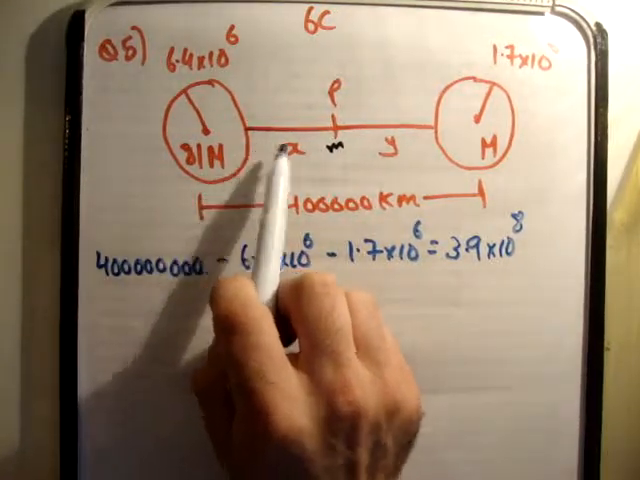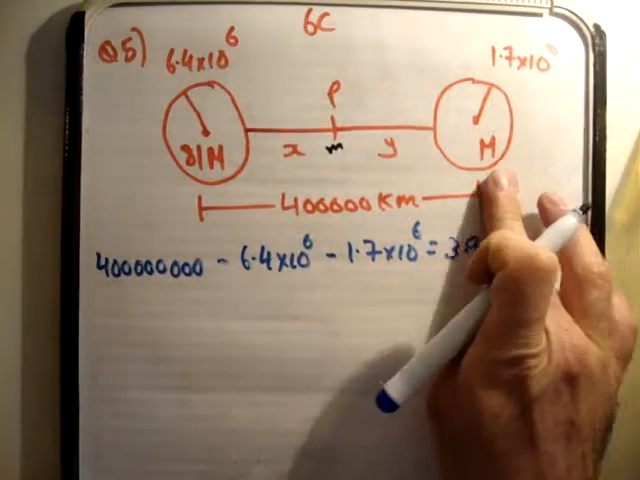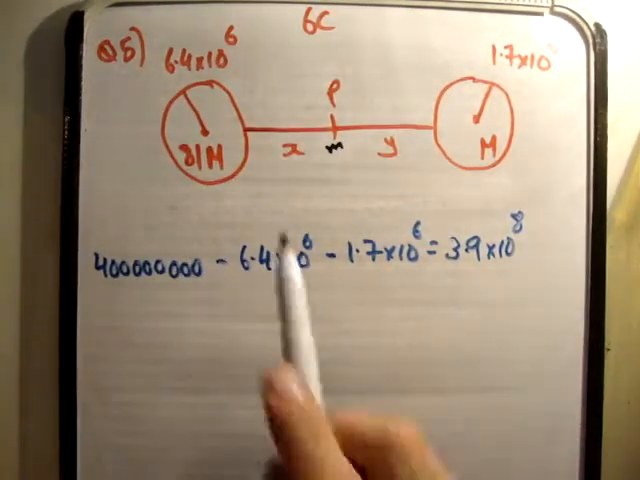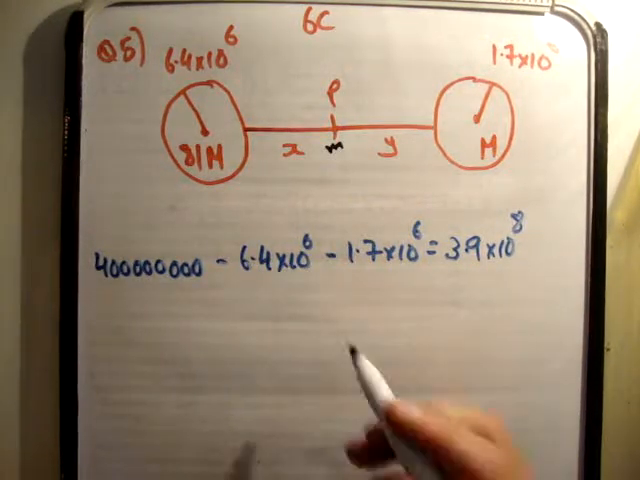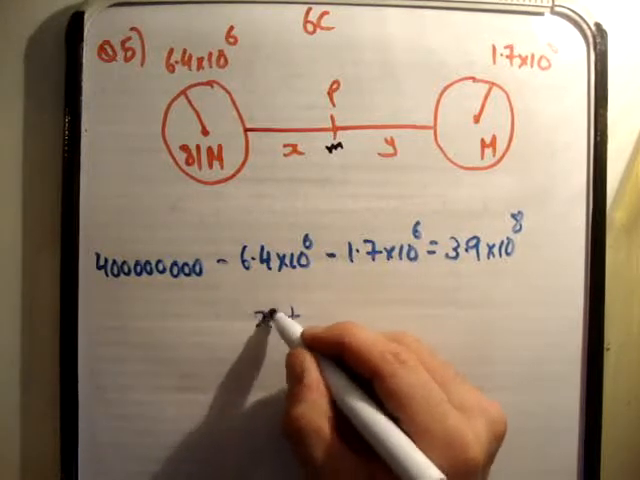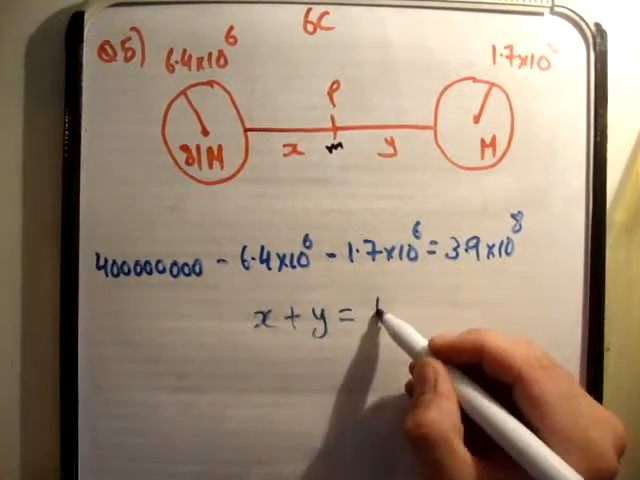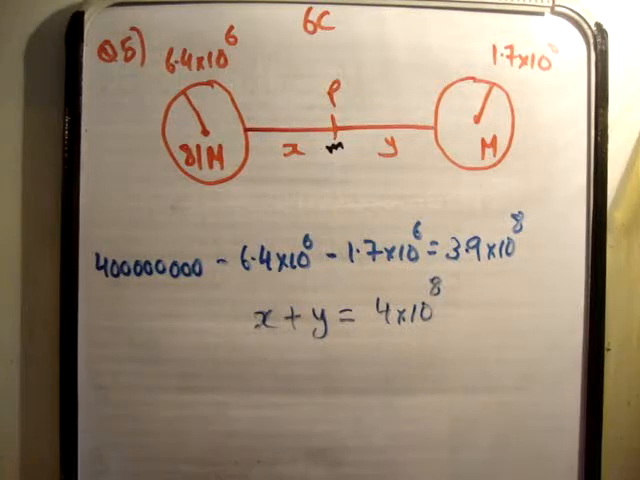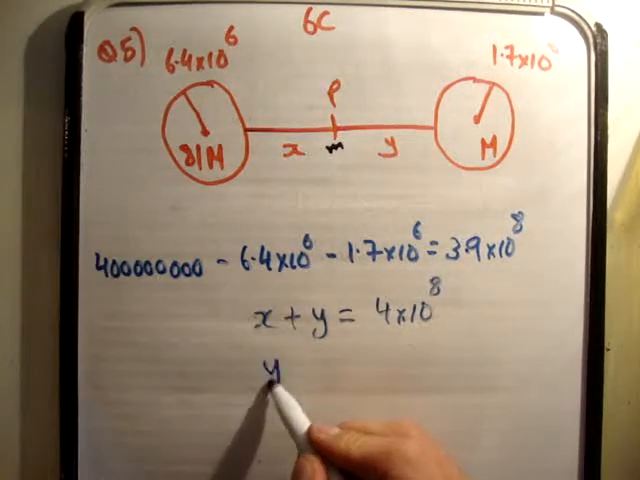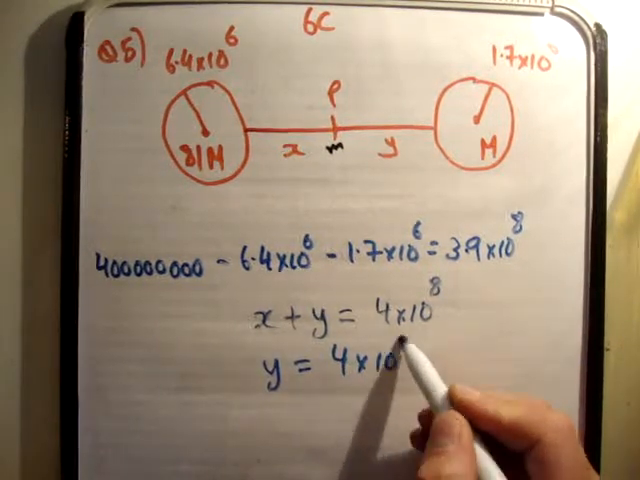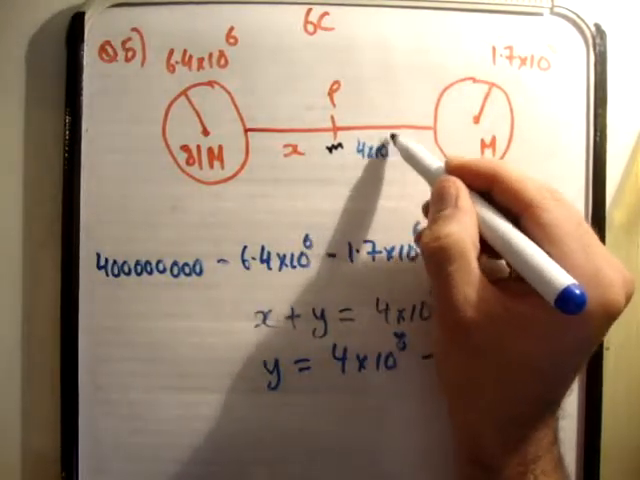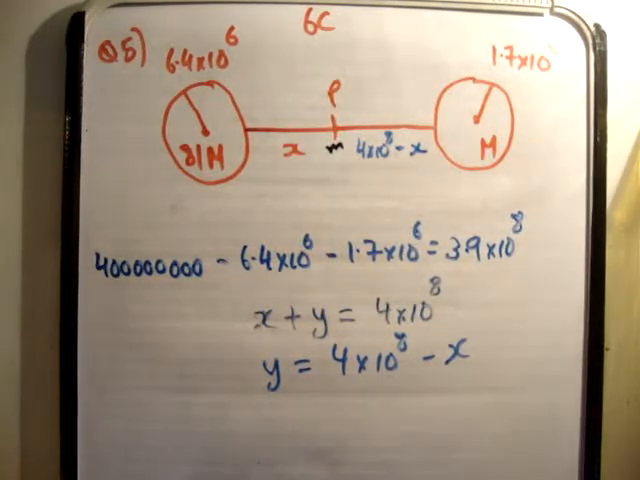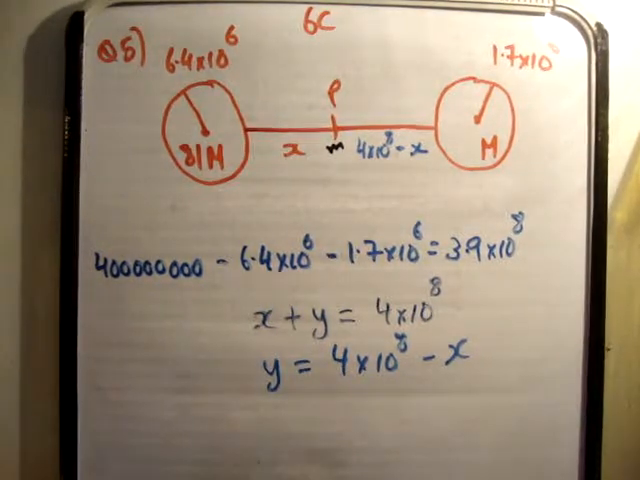That is the distance x plus y. So I'm going to get rid of this. x plus y, the distance between the two surfaces of the planets, is 3.9 times 10 to the 8 meters. So as a result, you could say x plus y is equal to, we'll say, 4 times 10 to the 8. So what I'm going to say is that y is equal to 4 times 10 to the 8 minus x, like so. This way we're only going to be dealing with one variable.